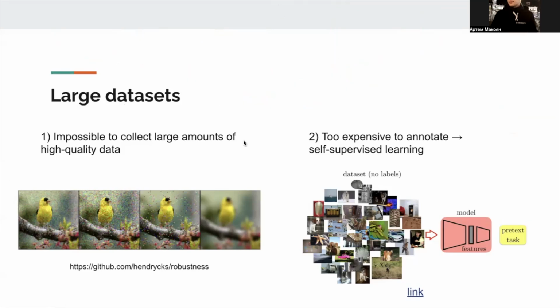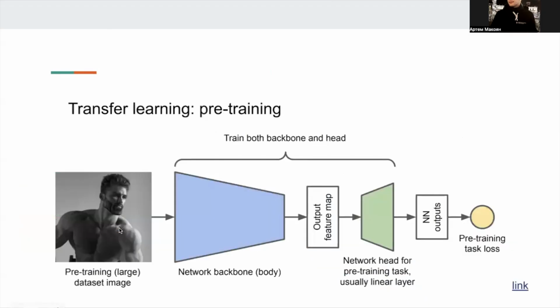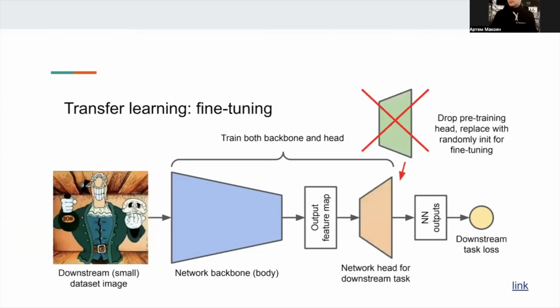Just a second, I will clear all drawings. Let's go on. As I said, this is pre-training. This is our backbone, output feature map, and network head. It's not always a linear layer; it can be a multi-layer perceptron or something like this, but usually a linear layer. We get outputs and use them for the pre-training loss. Pre-training loss and fine-tuning loss are different: pre-training loss in our case is predicting degree classification, and fine-tuning loss is predicting the real class, cat or dog. Pre-training can be a regression task and fine-tuning classification. So a big difference.